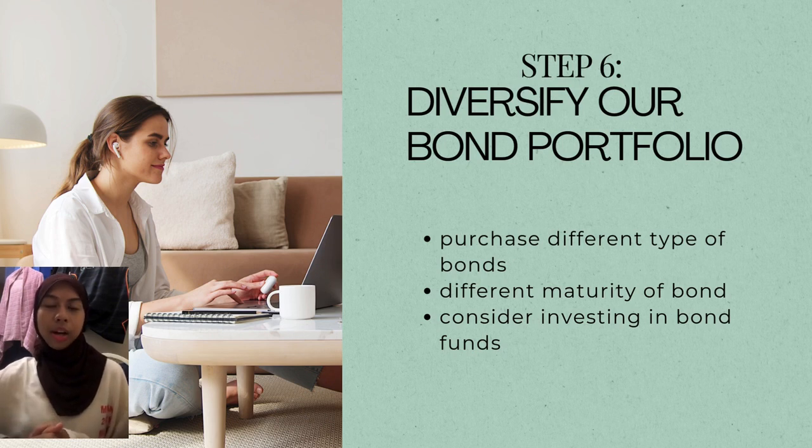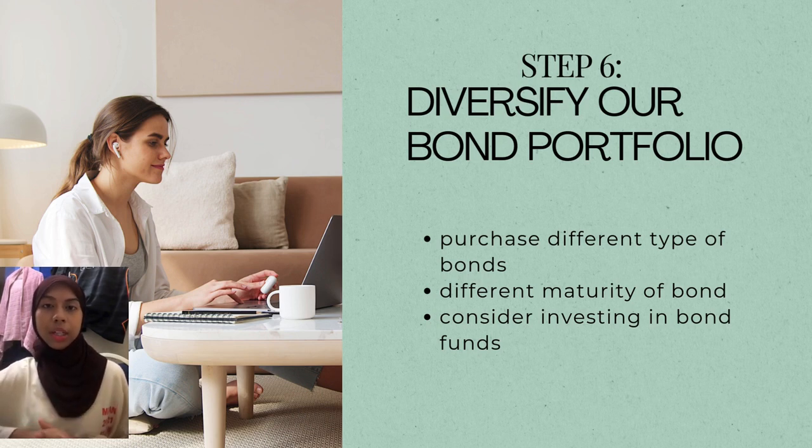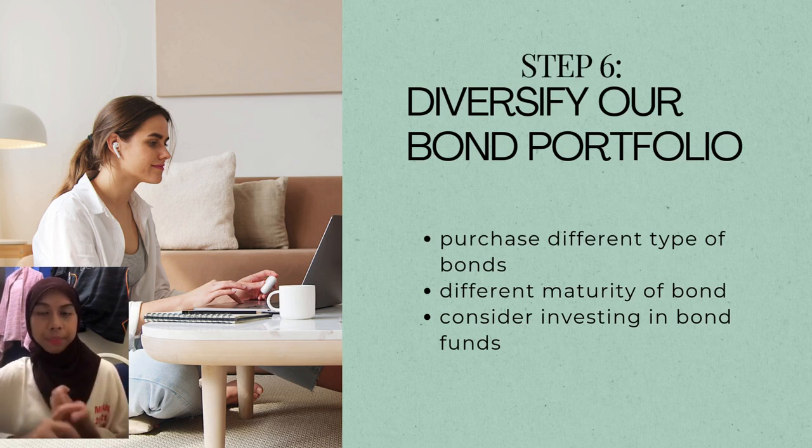And the last one is to diversify our bond portfolio. We diversify our bond portfolio by buying different types of bonds such as government, corporate and Islamic bonds and so on, and include bonds with different maturities. We have three types of maturity categories: short term, medium term and long term. Each of these categories has a different return profile because with changes in interest rates, short term and long term bonds respond differently. And finally, consider investing in bond funds rather than buying individual bonds, which may require a large capital outlay.